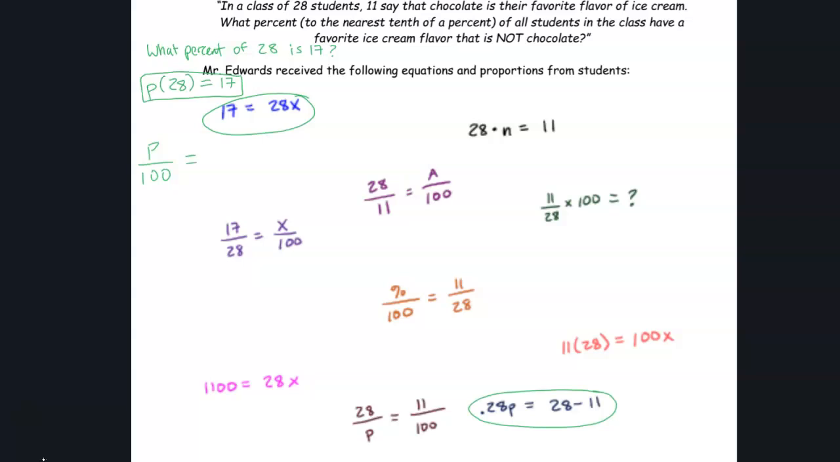And then I know the "is" part is 17, and the "of" part is 28. So I would do is over of. So this might be how I would set up this problem using a proportion.